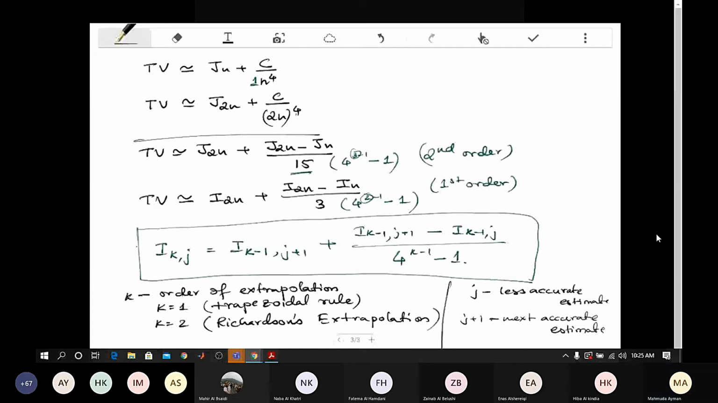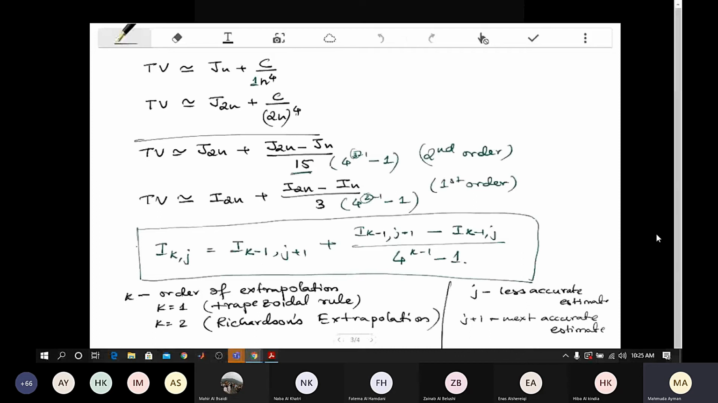I'm sure you're getting a bit confused about how this formula is working. But if I draw the tree, most probably it will become clear. Let's see. Okay, now let's start making the tree here.